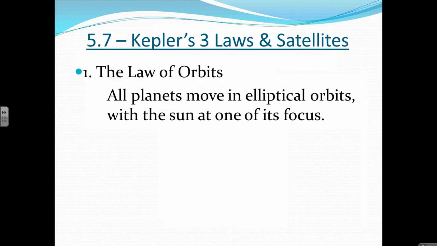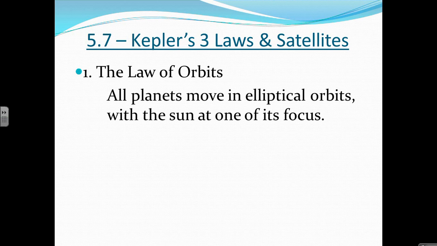This brings us along to talk about Kepler's three laws and satellites. If we're looking at gravitational potential energy, we want to be able to study the motion of astronomically large bodies like planets, moons, the sun. You can even take it to be galaxies. You can look at satellites, objects orbiting around different planets or moons. And Kepler's three laws will help us to understand the way that these heavenly bodies move. So the first of his three laws is the law of orbits. This states that all planets move in elliptical orbits with the sun at one of its foci.